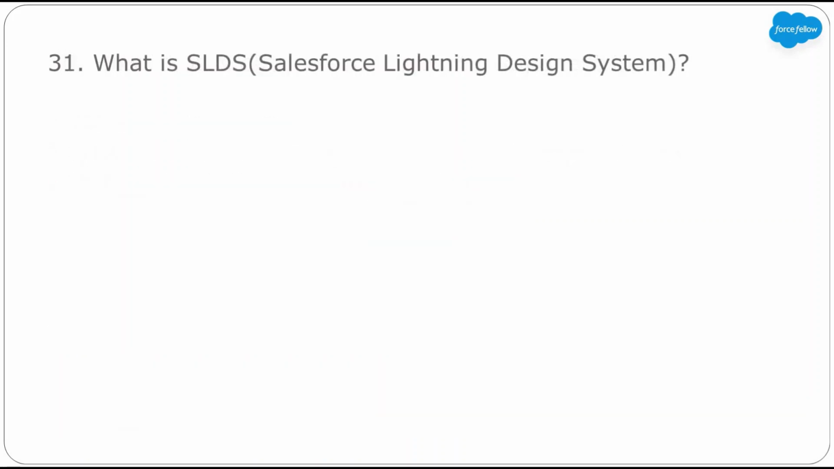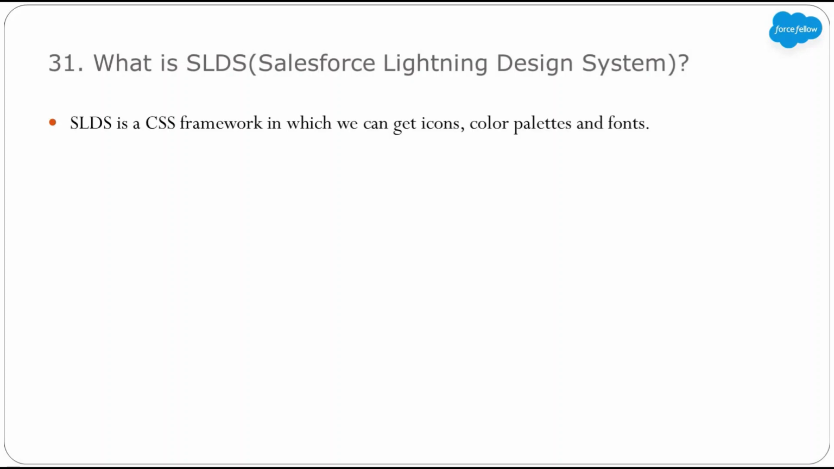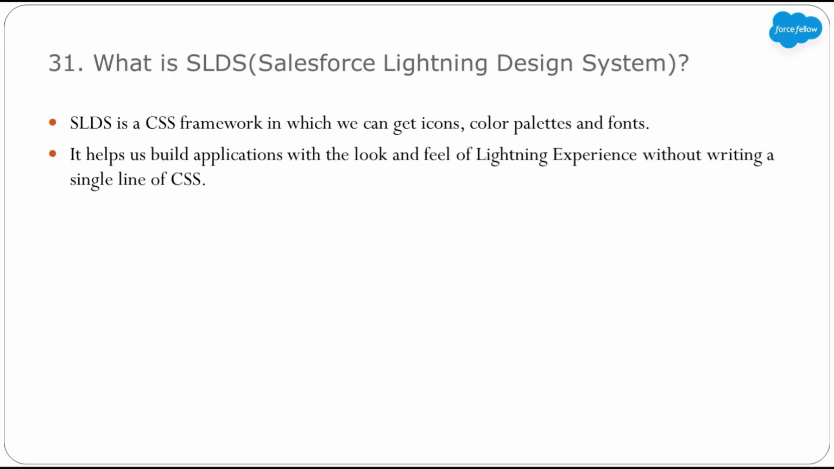Next we have: what is SLDS, the Salesforce Lightning Design System? We can say SLDS is a CSS framework in which we get icons, color palettes and fonts. It helps us build applications with the look and feel of the Lightning experience without writing a single line of CSS code. It means whenever we do custom UI development with the help of LWC and Aura, we do not need to write any CSS. With the help of SLDS, we can build pixel-perfect UI in the Lightning experience without any custom CSS.